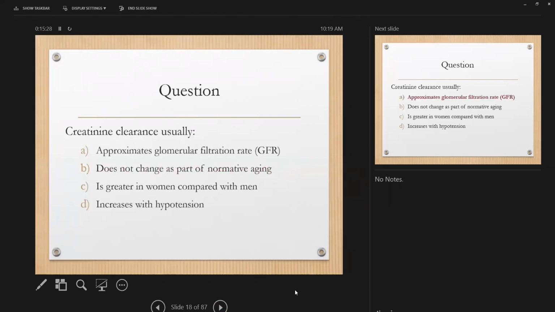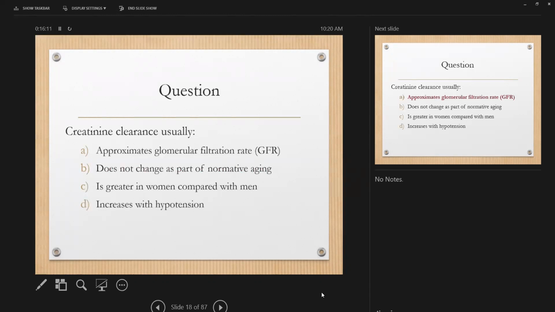All right, creatinine clearance, usually A, approximates glomerular filtration rate, B, does not change as part of aging, C, is greater in women compared to men, or D, increases with hypotension. Which one can you take off right away because you know it's absolutely wrong? It's definitely not D. You are absolutely correct. Hypotension will not cause creatinine clearance to do anything. So what answer do you think this one is, guys? The A? You are correct.